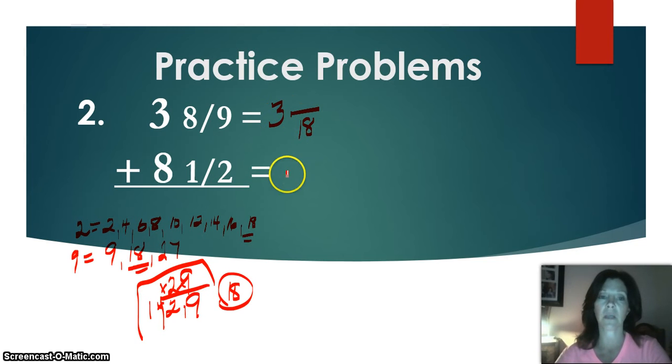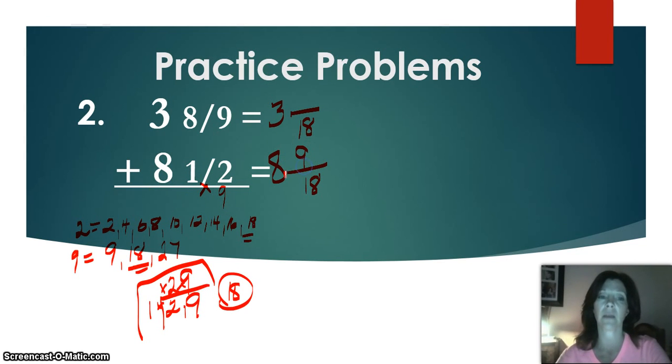Put your common denominator there. Bring your 8 over, put your common denominator. What did it take for 2 to equal 18? If you count all the way over, 1, 2, 3, 4, 5, 6, 7, 8, 9, you multiplied by 9. Remember, if you do it on the bottom, you need to do it on the top.